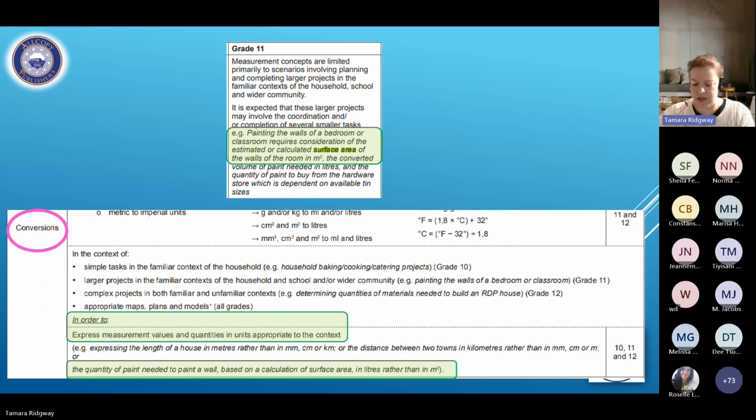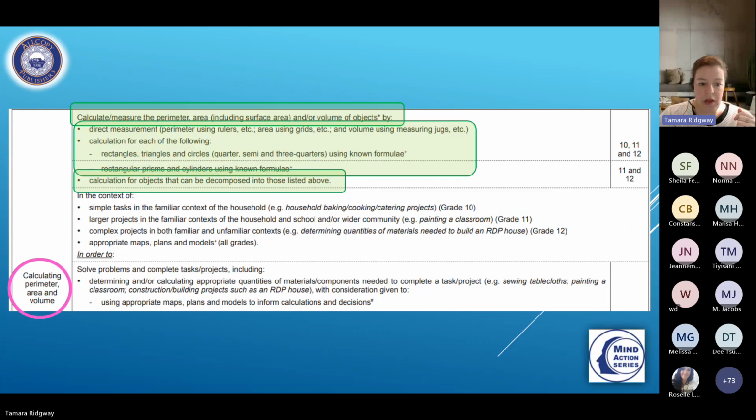So, let me just have a sip. So we know this notion exists. There are so many different contexts that we could test surface area in. But let us also never lose sight of the fact that we want them to be able to convert the surface that they have worked with as well.